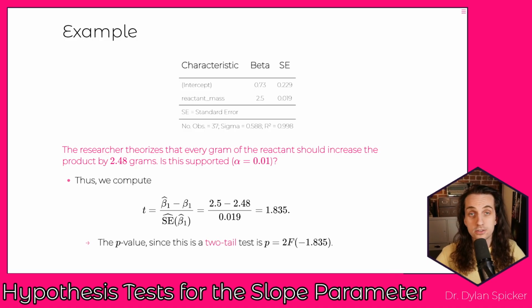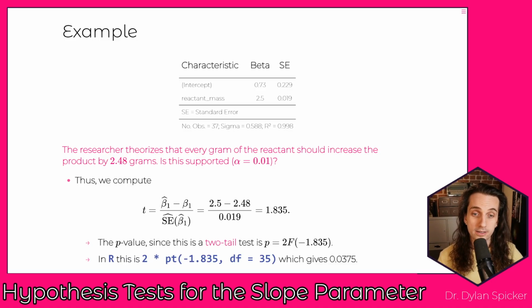Because this is a two-tail test, we want a two-tail p-value, so we take twice the CDF with the negative value plugged in, so 2 times F at negative 1.835. In R, we can calculate this by using 2 times pt. Remember, pt is the CDF of the t distribution here. We plug in negative 1.835 to match this value. Degrees of freedom is 35 because that's what we found before, and that gives us this value of 0.0375, right?